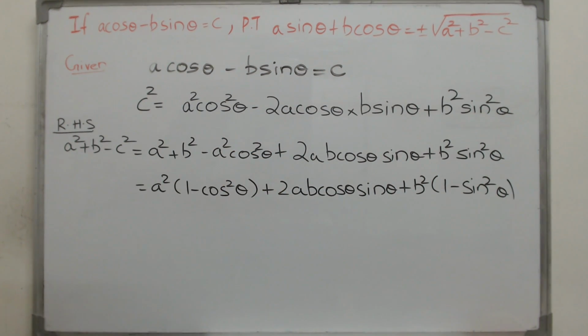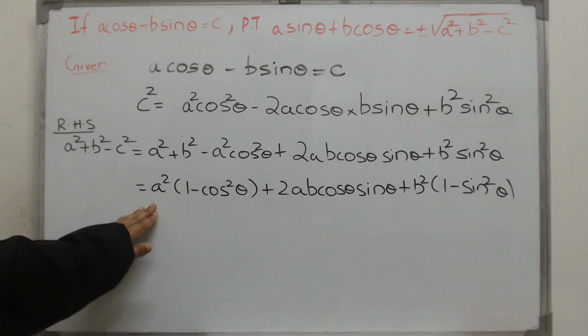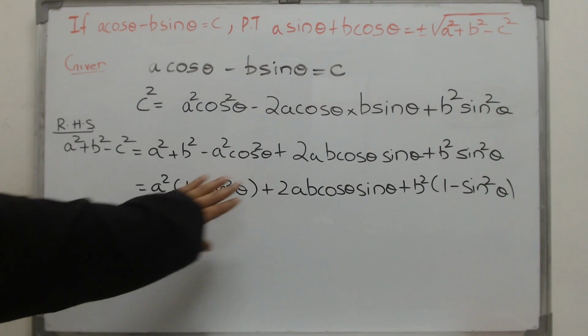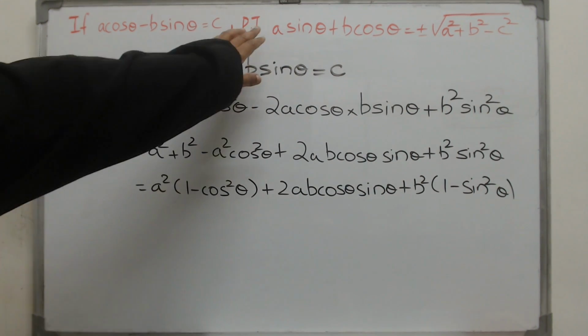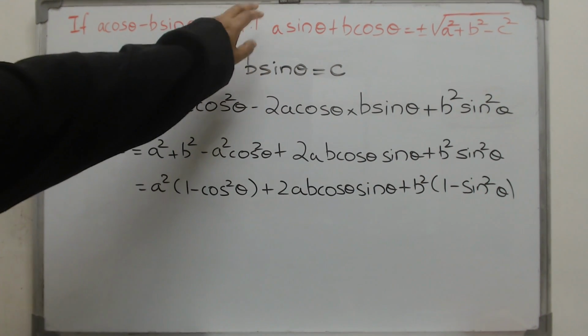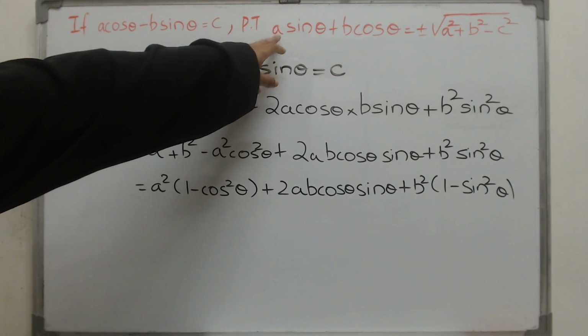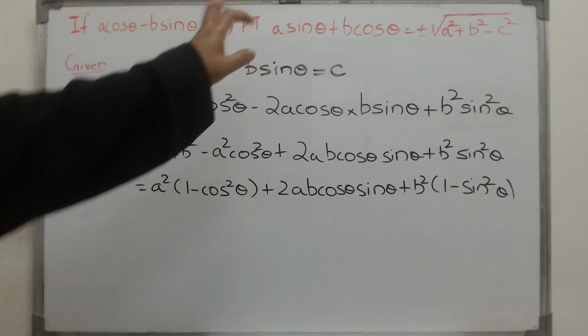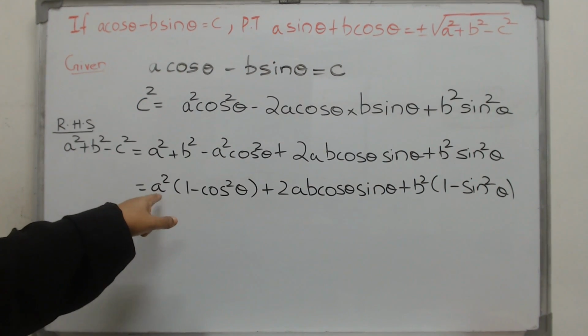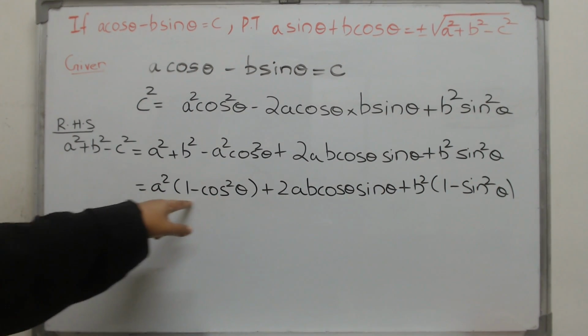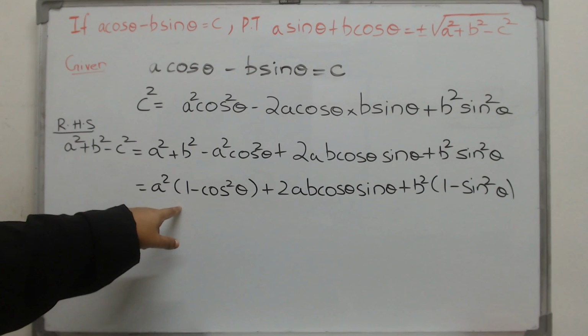Here, what do we do? Isolate a square. Whatever comes with a square, put it separately. Why are we doing that? We are trying to get the LHS. In the LHS, what do you see? You see a sin theta. How are we going to get that? Here we have, with a square, 1 minus cos square theta.